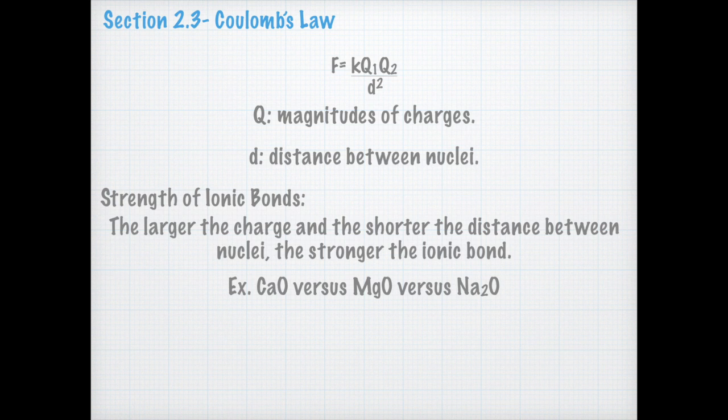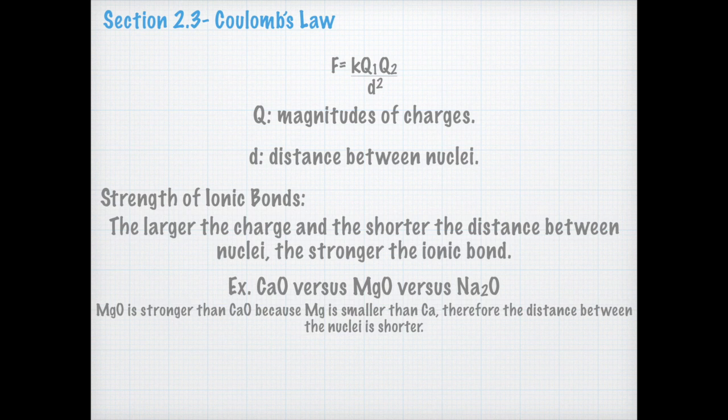And so for example, if we were to compare calcium oxide, magnesium oxide, and sodium oxide, if we were first to compare calcium oxide and magnesium oxide, if you notice, magnesium is a smaller atom than calcium, and so as a result, since that's the only difference between those two because they have the same charge, magnesium oxide is going to have a stronger ionic bond because the distance between the nuclei is going to be shorter because magnesium is smaller than calcium.